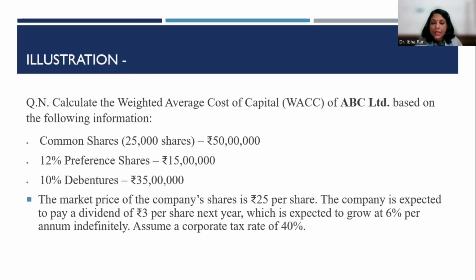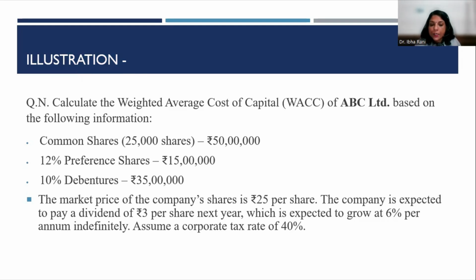Now we will understand how to calculate the weighted average cost of capital based on one example. Your question is: calculate the weighted average cost of capital of ABC Limited Company based on the following information. The company has common shares of 50 lakhs, where the company has 25,000 shares. Then 12% preference shares of 15 lakhs, and 10% debentures of 35 lakhs.